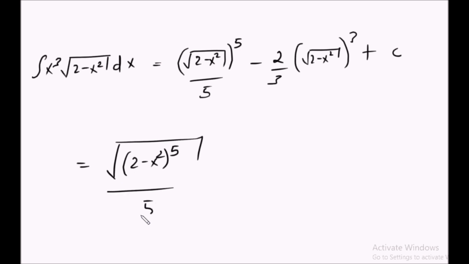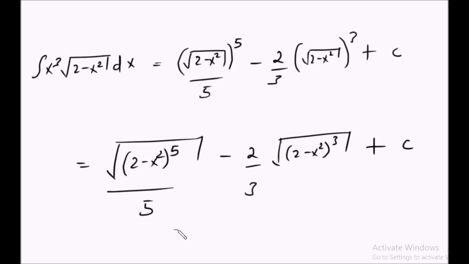So jibu la mwisho sasa ni nini? Maana itakuwa 2 minus x squared power 5 square root yake over 5 minus 2 over 3 we have, and then we have 2 minus x squared power 3. Simplify even further hivi, okay? So this one is the final answer.